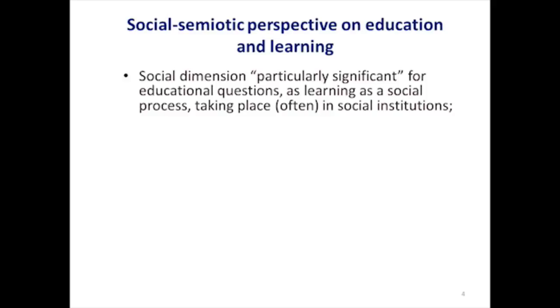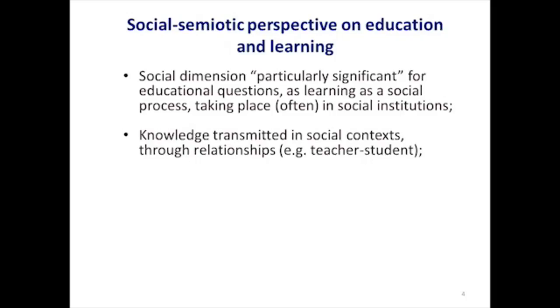Okay, so what does this tell us about education and learning? How can we apply these ideas to education and learning? Well, it seems obvious to say so, but the social dimension is significant for educational questions. We need a view of language and communication which is social in its orientation if we're going to look at educational problems, as education and learning takes place in social institutions, such as schools, of course.